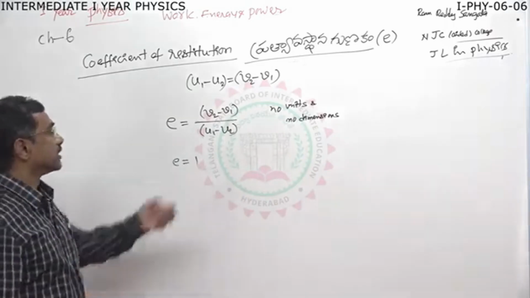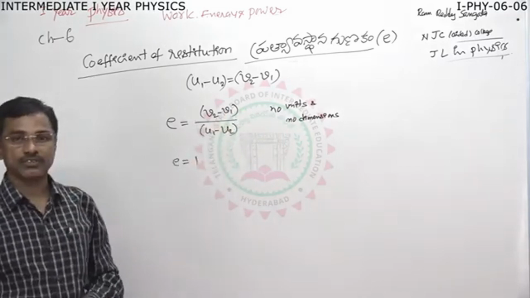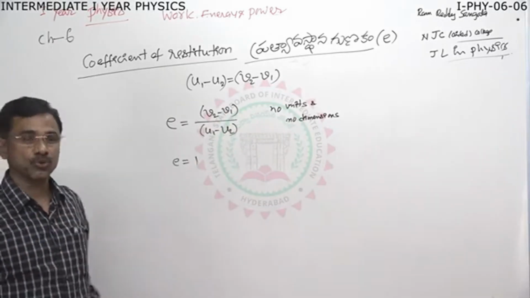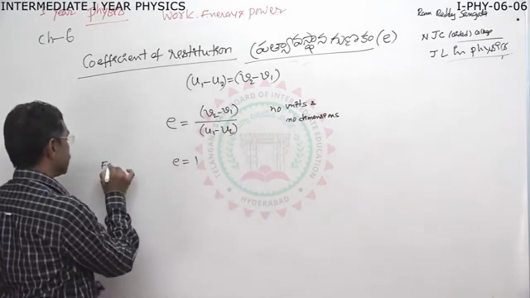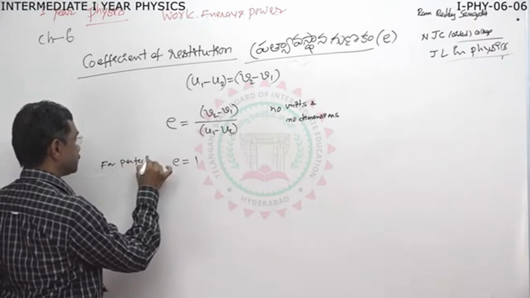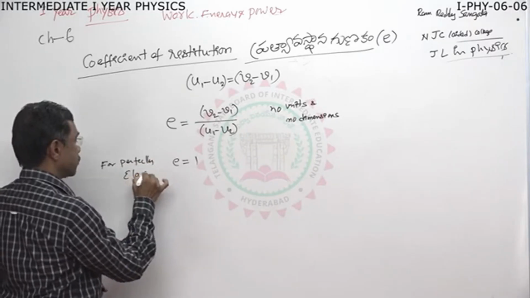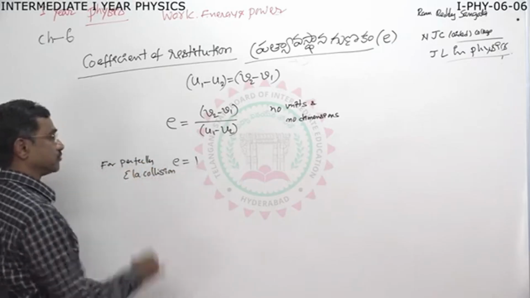Why? Because the relative velocity of separation will be perfectly equal to relative velocity of approach. Both will be equal to each other for perfectly elastic collisions. This is important for competitive exams.